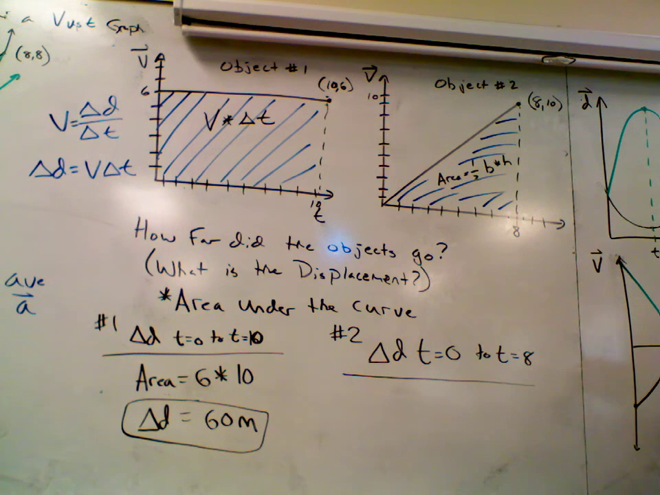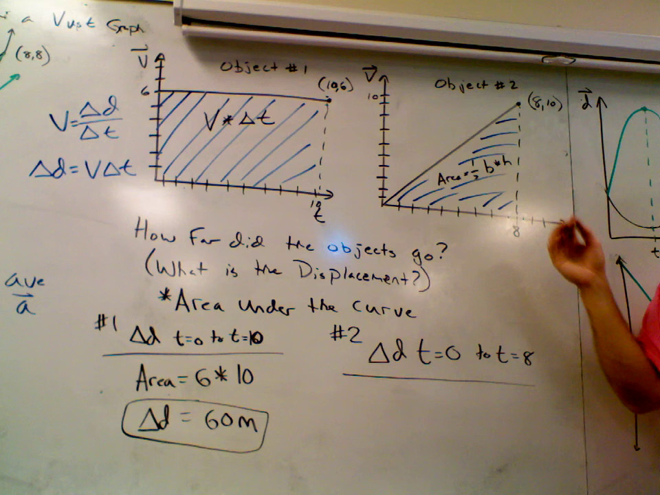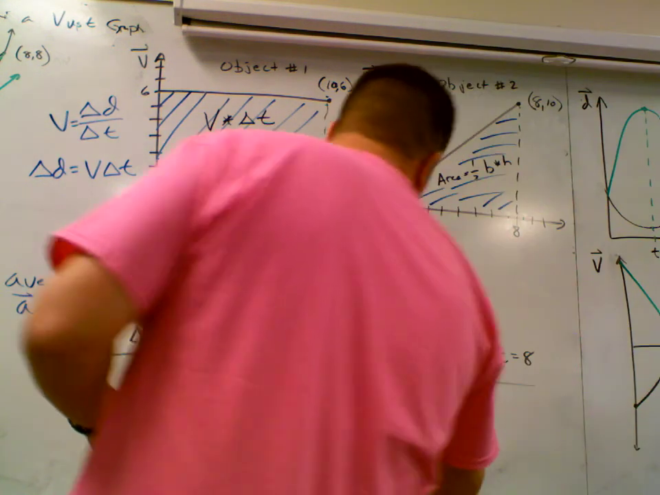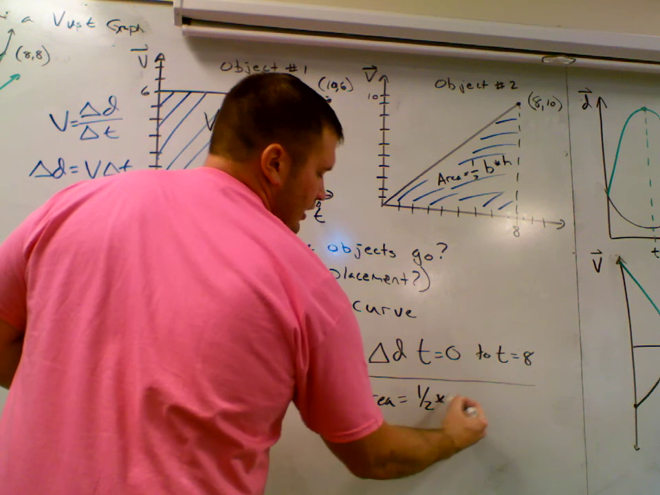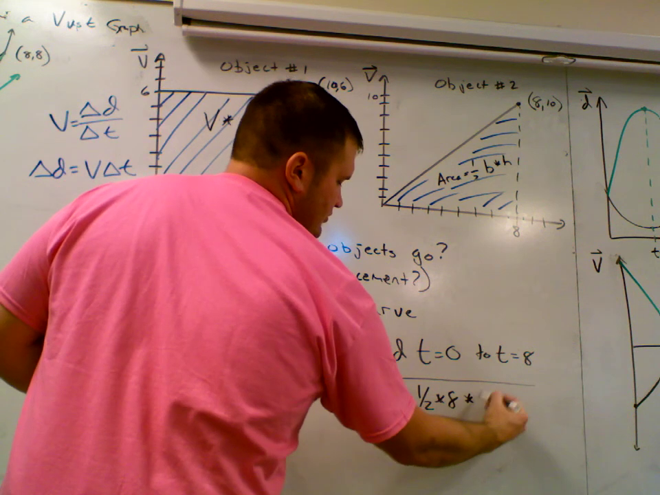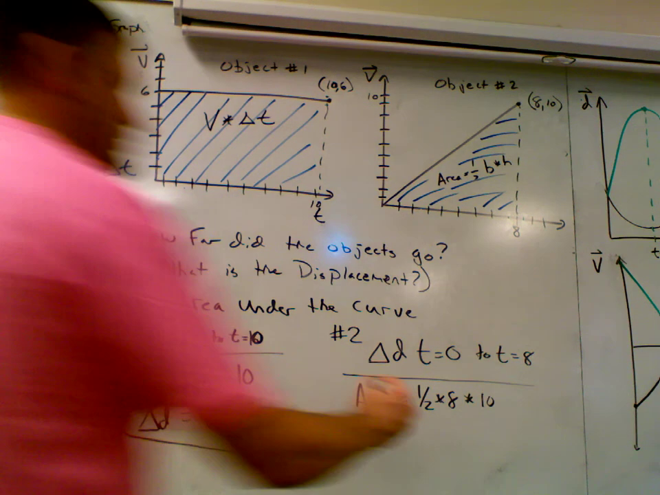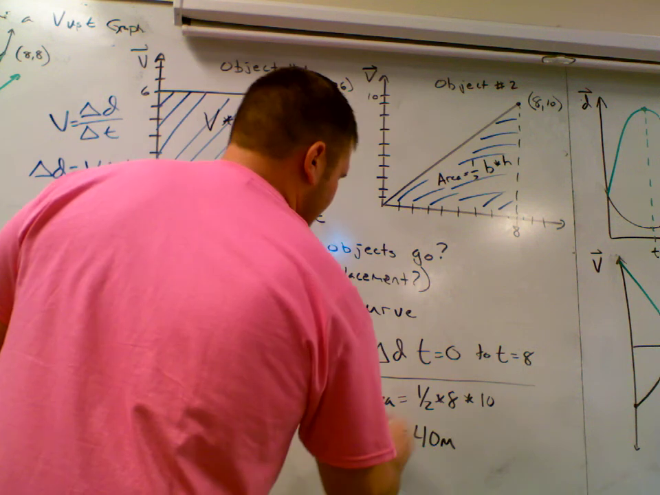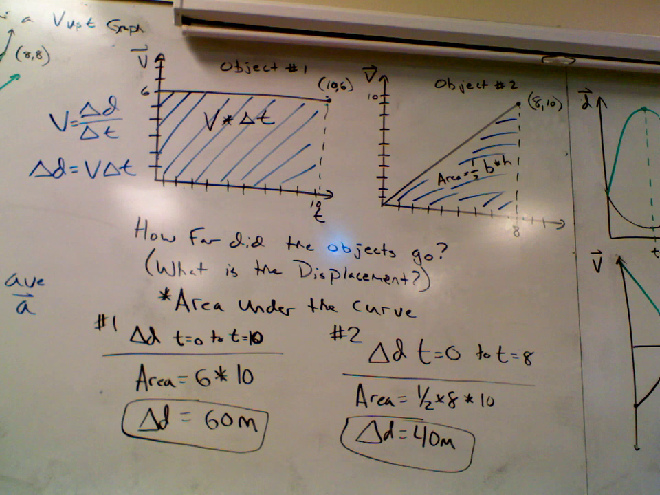So to find that, we need to do 1/2 base times height because it's a right triangle. What's my base? 8. What's my height? 10. So our area equals 1/2 times 8 times 10. 8 times 10 is 80. Half of 80 is 40. So our change in position, or our displacement, was 40 meters.